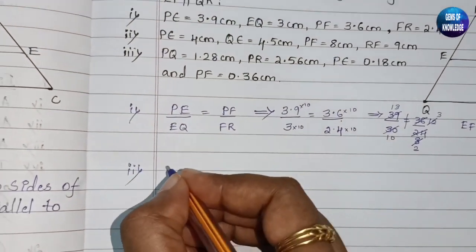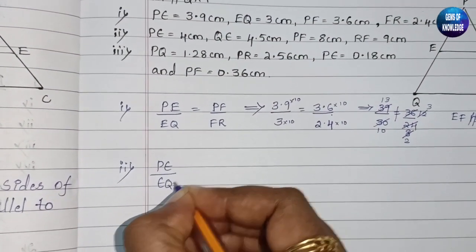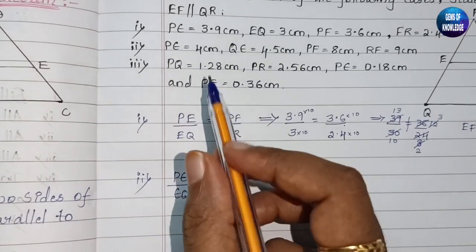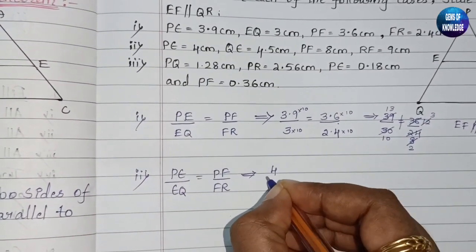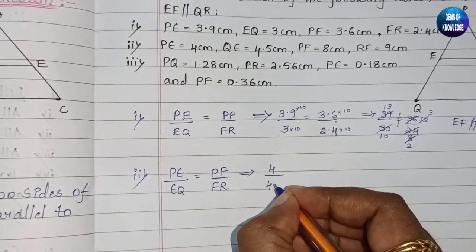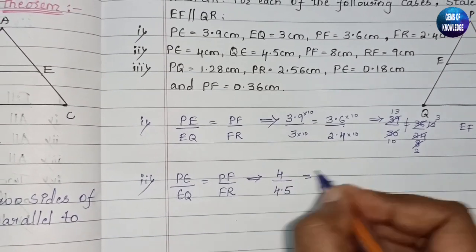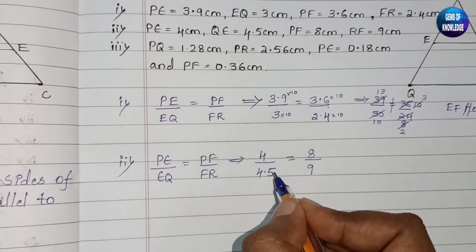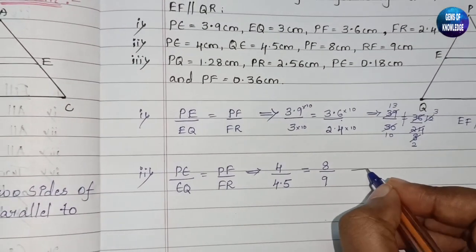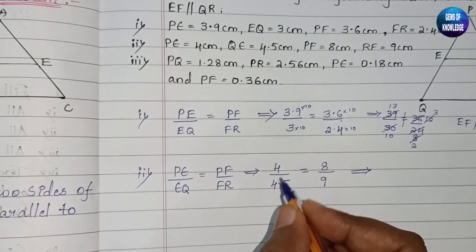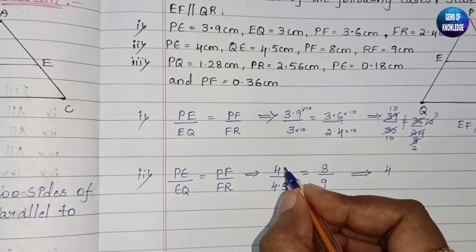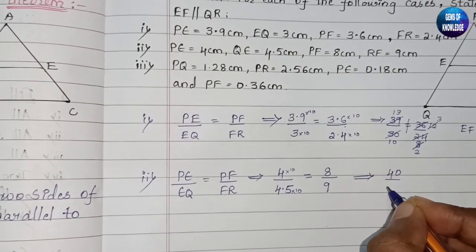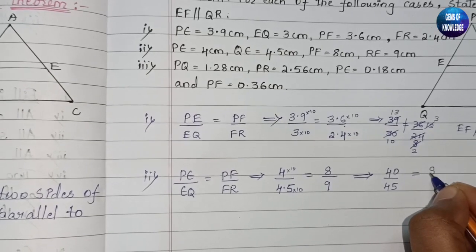Okay, in the second case also the same thing. PE divided by EQ is equal to PF divided by FR. So PE value they have given, that is 4 centimeter. 4 divided by EQ, which is 4.5, equals PF which is 8 divided by 9. They have already given. Okay, so here a decimal is given, so I will multiply by 10. If this is multiplied by 10, this must also be multiplied by 10. So it will become 40 by 45, which is equal to 8 by 9.